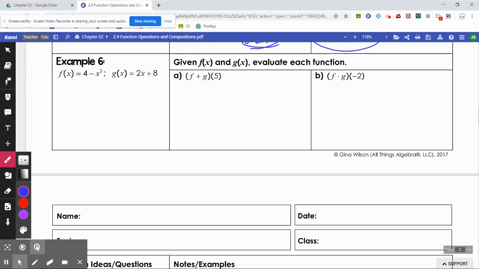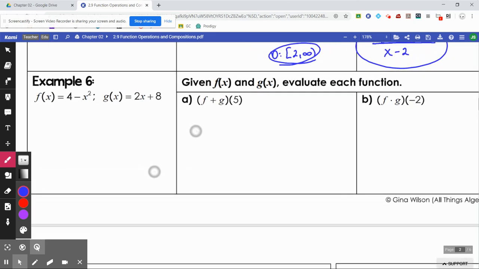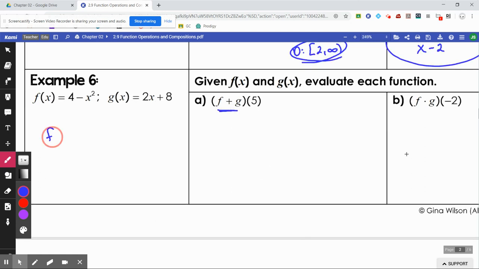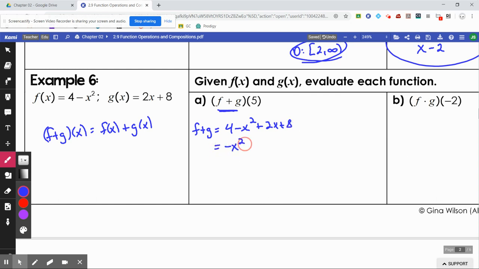Okay, last example here. Now, these are going to be very important to you, and this is the reason I gave you that definition the way that I did. F plus g. I want to remind you that f plus g of x is equal to f of x plus g of x. Now, this one says find f plus g of 5. So let's first find out what is f plus g. That would be f plus g is equal to 4 minus x squared plus 2x plus 8. Combine your like terms. I'm going to put my x squared first, negative x squared plus 2x plus 12.